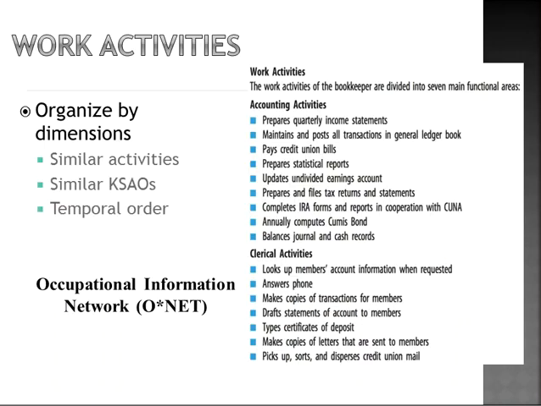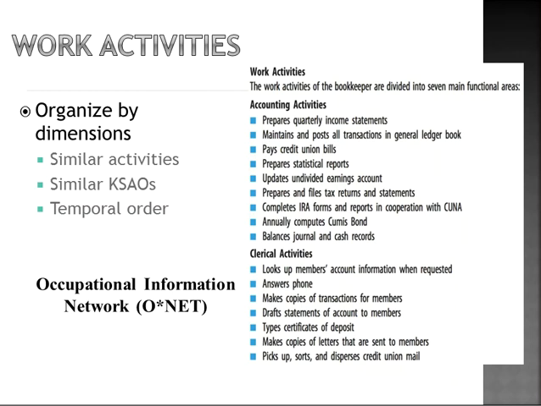Work activities. We organize these work activities by dimensions. We have similar activities, similar KSAOs, or temporal order. Just to note, the Occupational Information Network, or O*NET, is a great source to get some of this type of information. The work activities of the bookkeeper are divided into 7 main functional areas. Here are a couple of them: accounting activities being one, and clerical activities being another.